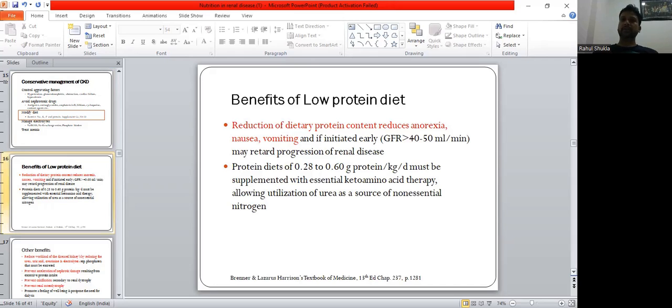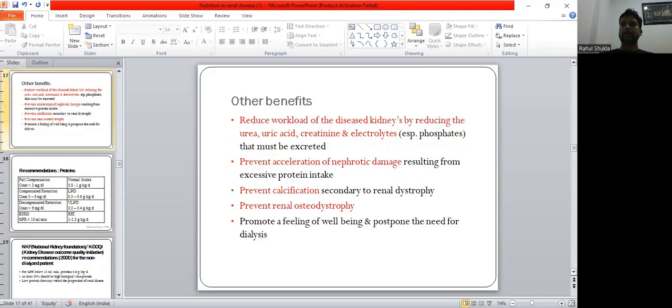It has been seen that a protein intake of 0.28 to 0.6 gram per kg per day, if this much protein restriction is done with supplementation of essential keto amino acids, helps in slowing the progression of kidney disease. And if the protein intake is low, it also reduces the workload of the diseased kidney by reducing urea, uric acid, creatinine, electrolyte and phosphorus production that must be excreted. So as kidney function declines, if we decrease the intake of these substances, the kidney load is decreased.